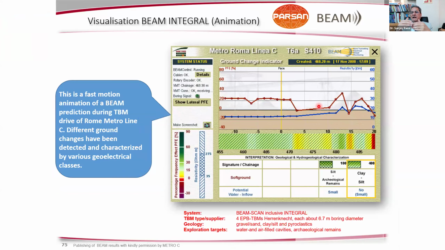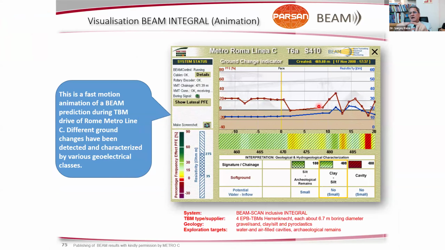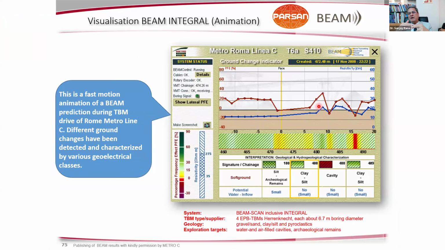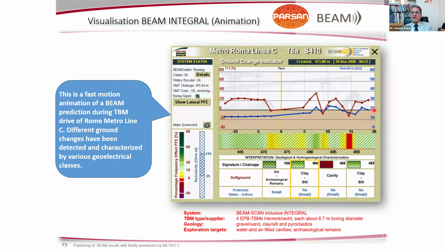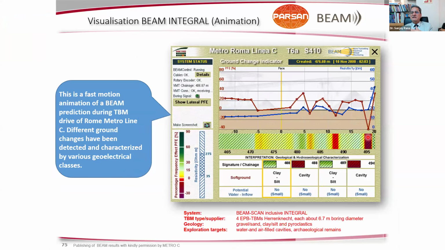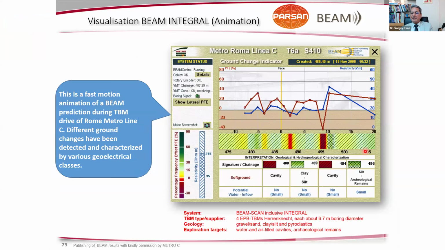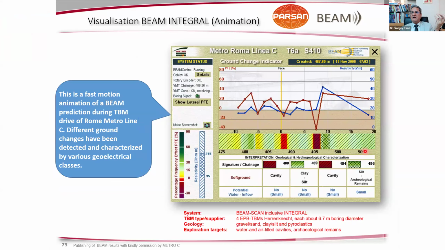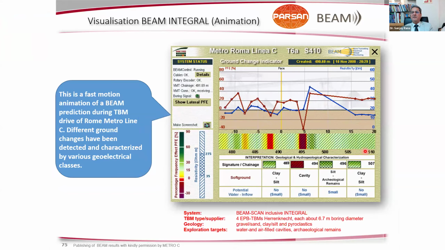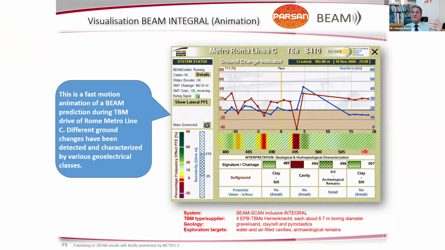Focus zone is 3 times the tunnel diameter. So if your tunnel diameter is 6.67, around 20 meters ahead, you will keep getting the information on what is coming there. If there's a cavity coming there, if there is an aquifer coming ahead of you, etc. Continuous information.